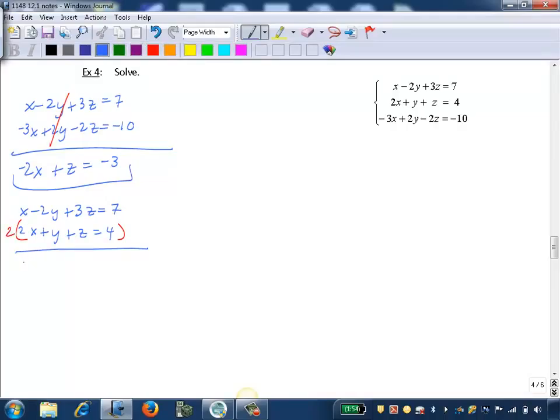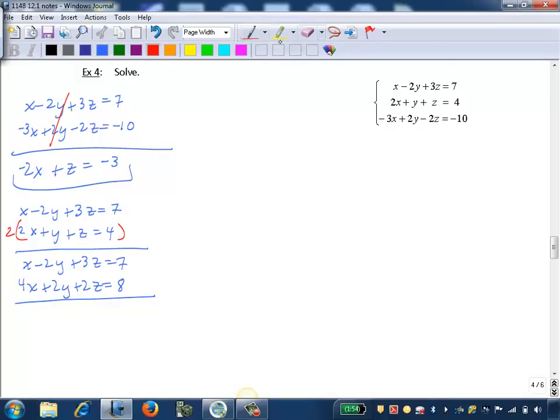So I rewrite the whole system. I've got x minus 2y plus 3z equals 7. And now multiply the 2. So I've got 2 times 2x is 4x, 2 times y is 2y, 2 times z is 2z, and then the 2 times 4 is 8.